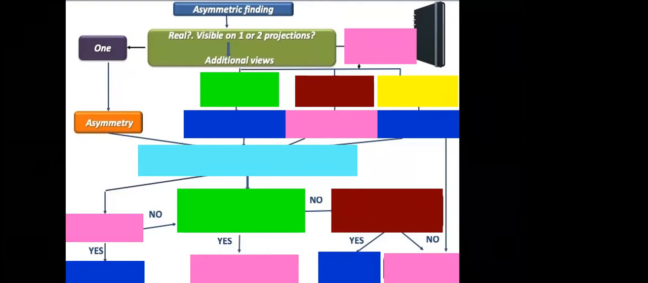So if we have asymmetric findings, first of all, we confirm there is an asymmetric finding. We need to know first if it is one projection or two projections. If it is one projection, then it will be an asymmetry. So what do I want to do? Compression, magnification, spot compression view.